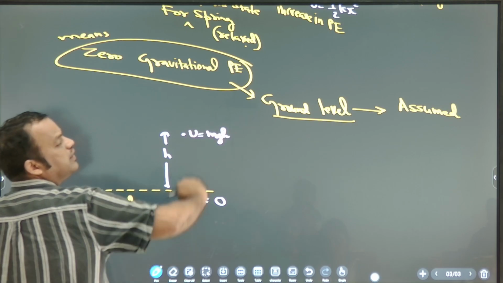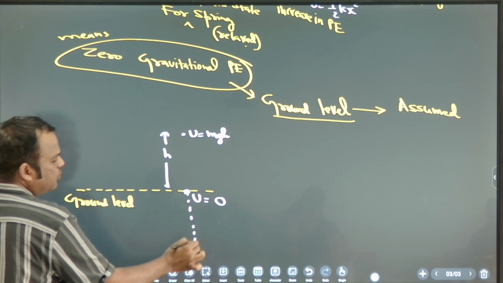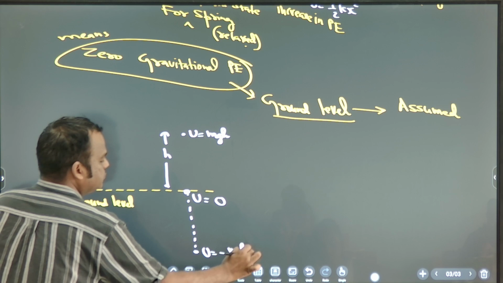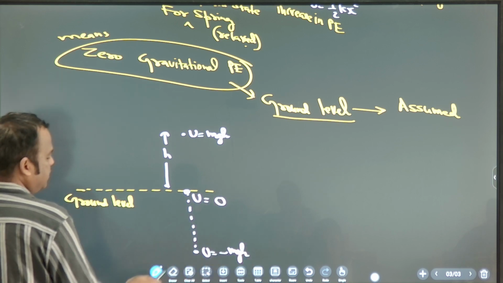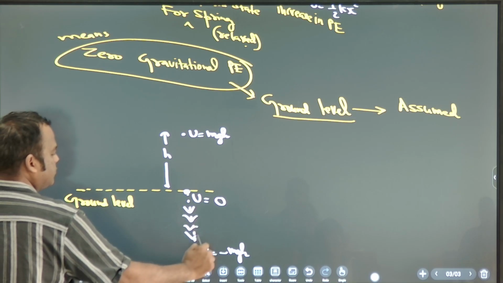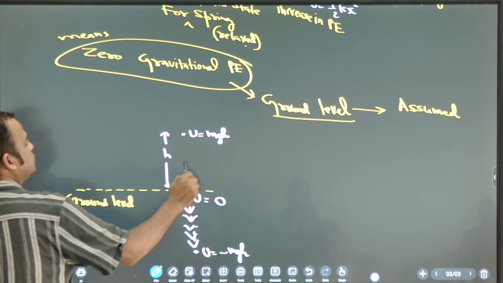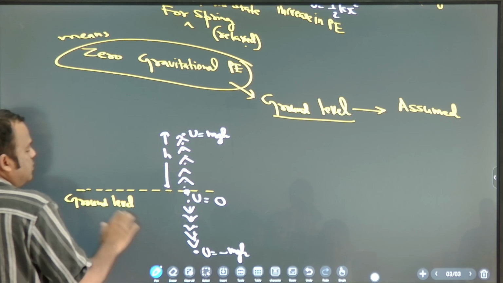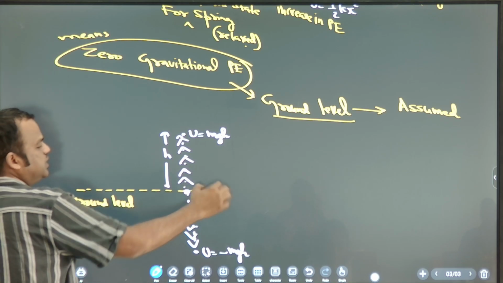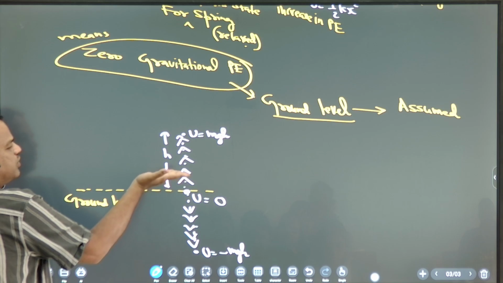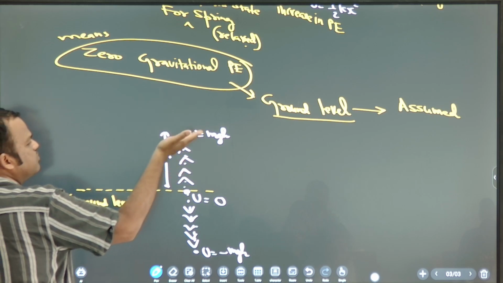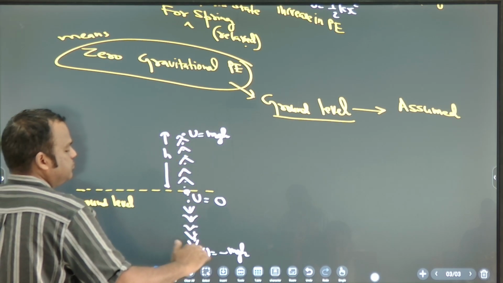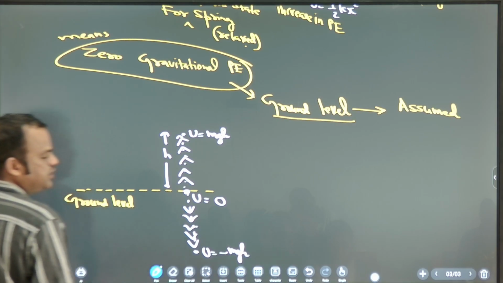Plus mgh, it increases. If you go below ground level, what is the potential energy? Minus mgh. Remember this. For ground level, potential energy is zero. If you go above ground level, potential energy becomes plus mgh. If you go below ground level, potential energy becomes minus mgh, right?